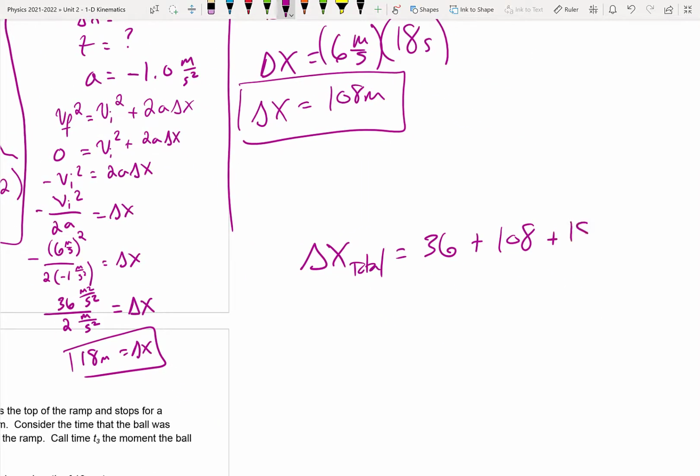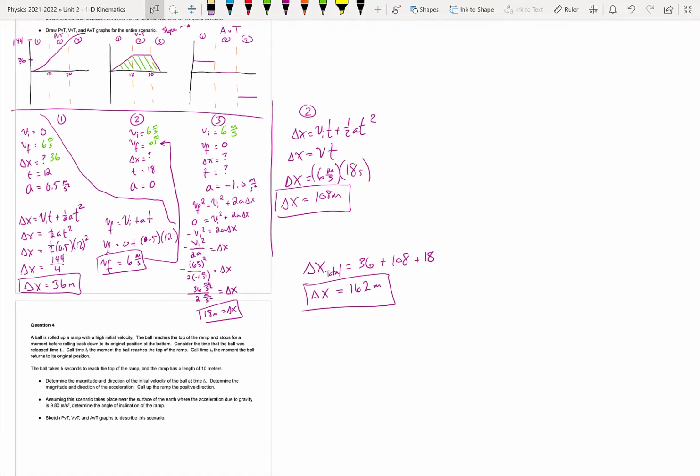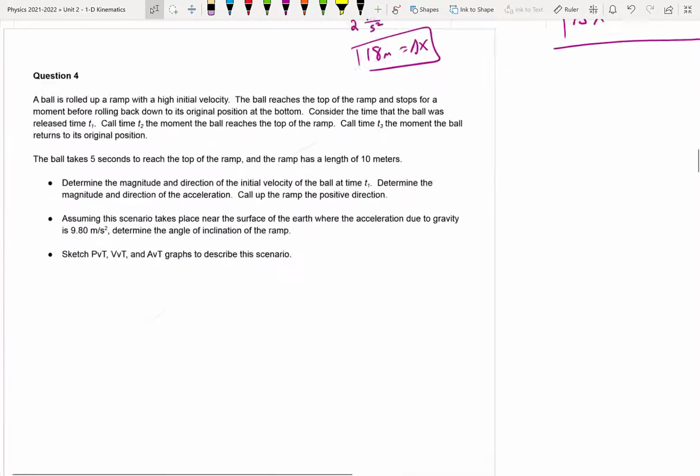What is the last one? 18. So then 144 and 18 is 162, right? 162. Keep going. All right, so 162 meters is our total value for our displacement there. Just looking at each phase of motion, we can list the things that we know, use the graphs to help us, and then we can get a total value for the displacement. I think that's all we needed to do there. Yep.